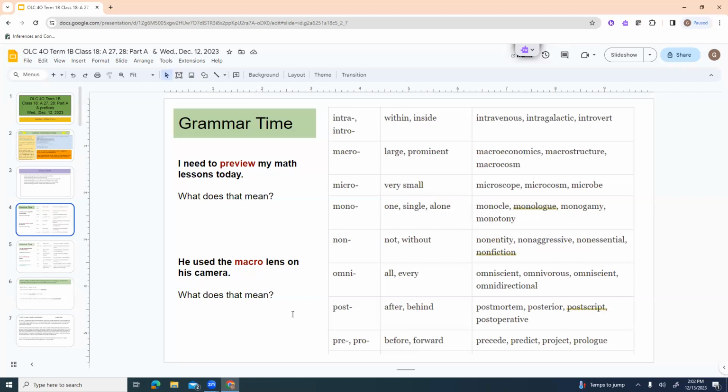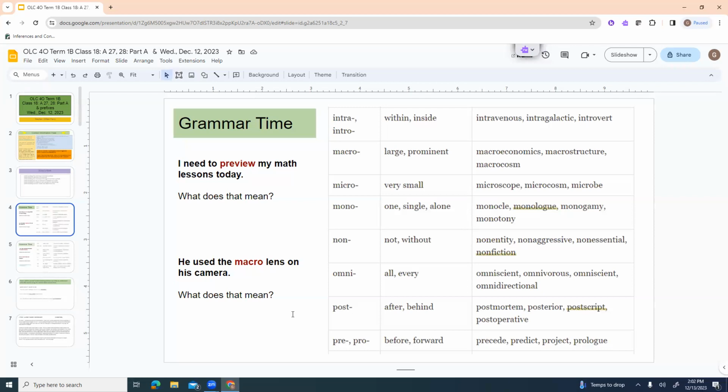Macro is large or prominent. Macroeconomics, macro structure, macrocosm. And then micro is the opposite, and that's very small. Microscope, microcosm, microbe. Mono is one single or alone. A monocle, a monologue, monogamy, monotony.